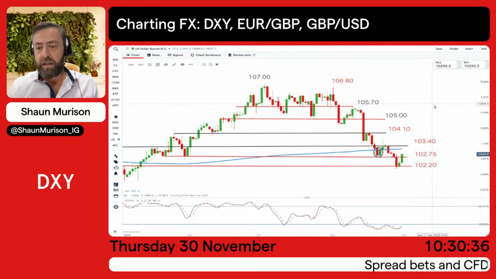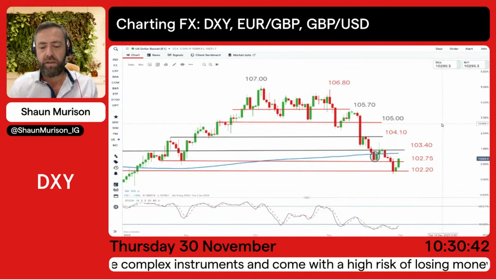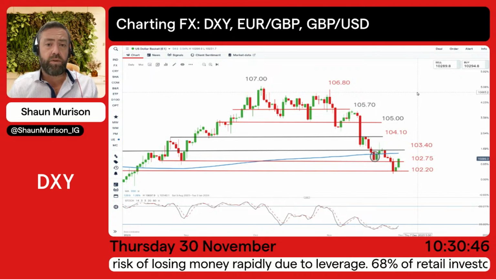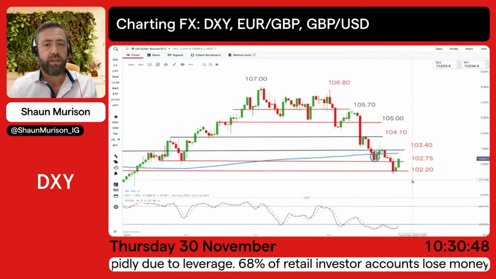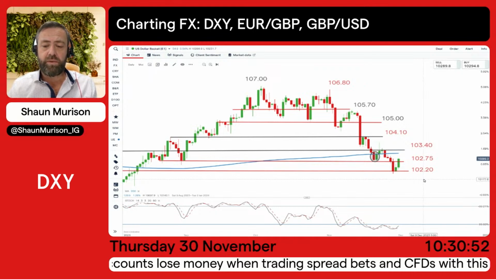Let's start off with the US dollar, the dollar index. Obviously, it will be influenced by what we see today with that core PCE data that comes out this afternoon, early afternoon. At the moment, price is in a broad consolidation. We see it's trading below that 200-day simple moving average, so it's a range-bound price environment, trading between levels.